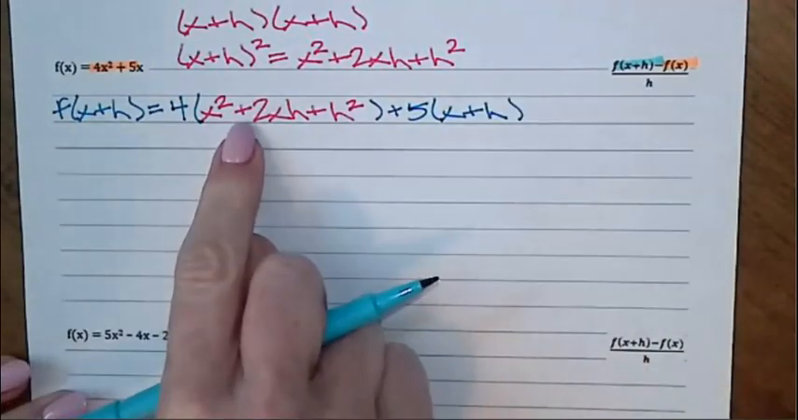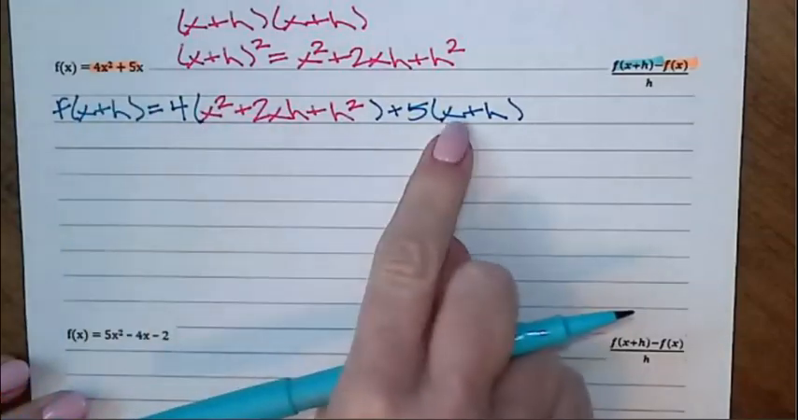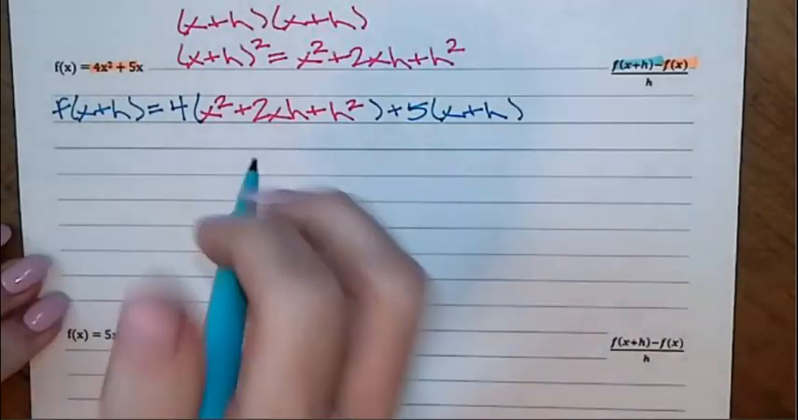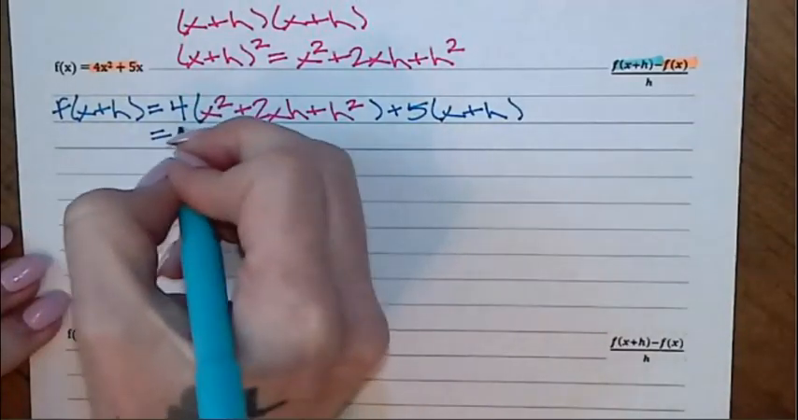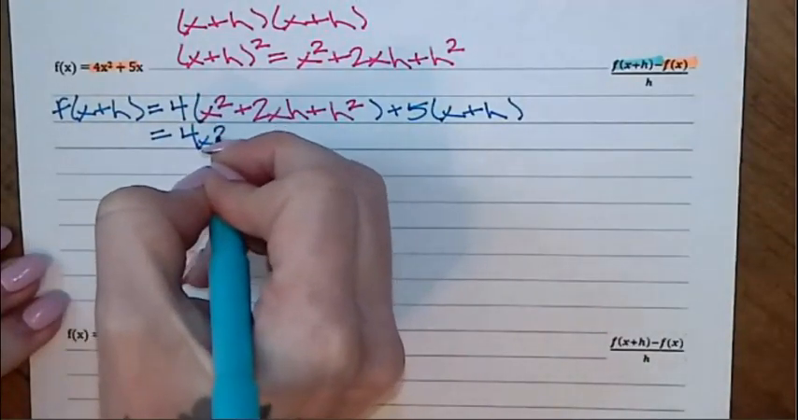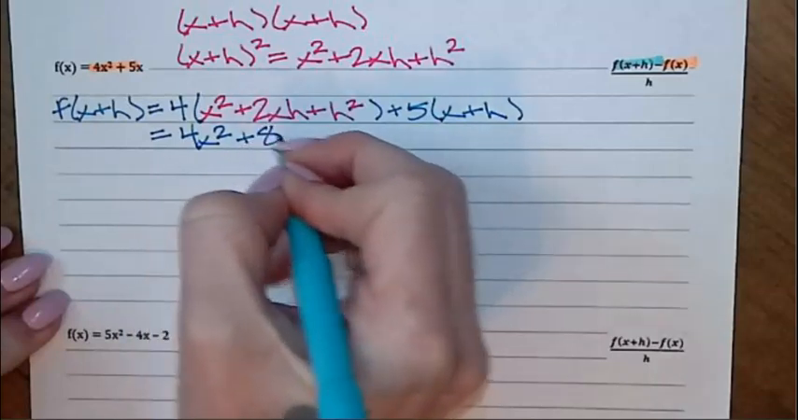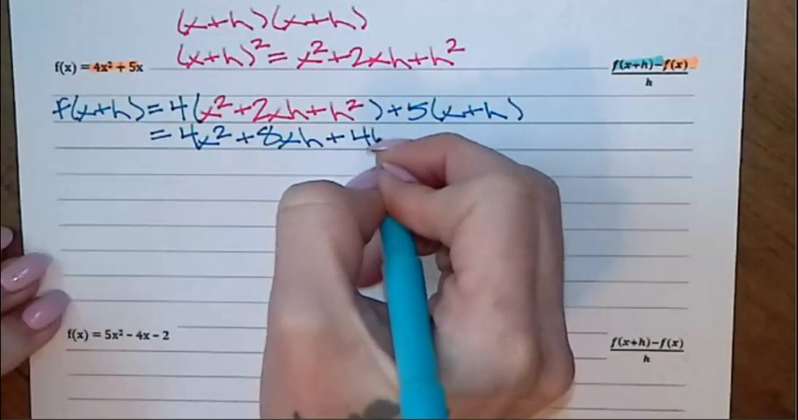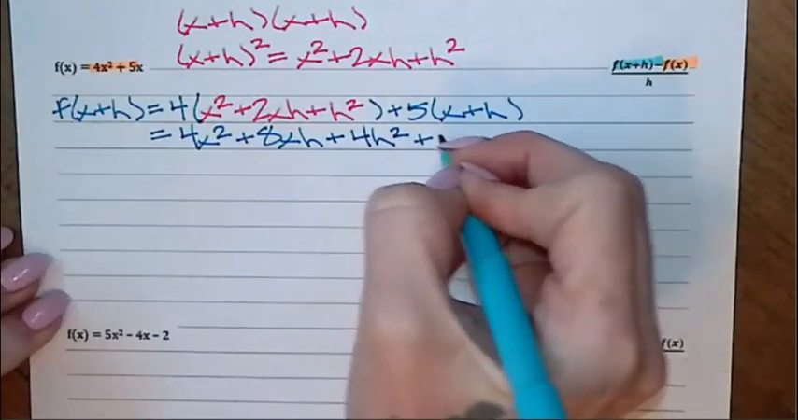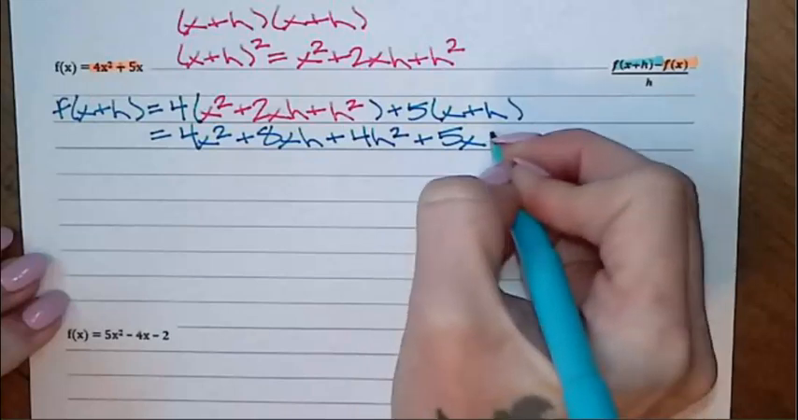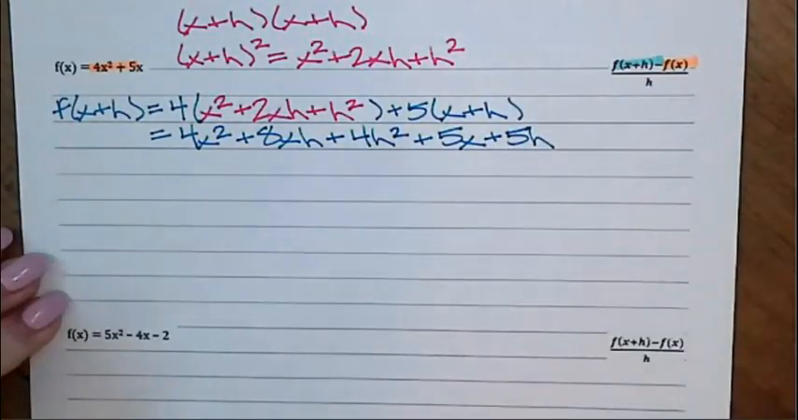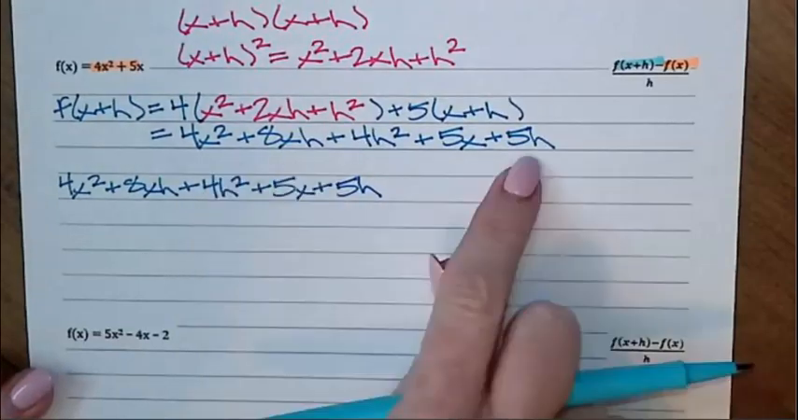Right, because this is x plus h squared, and then this is x plus h. So then I've got to distribute my 4 and my 5. So I have 4x squared plus 8xh plus 4h squared plus 5x plus 5h. So again, notice there's no common like terms, right?